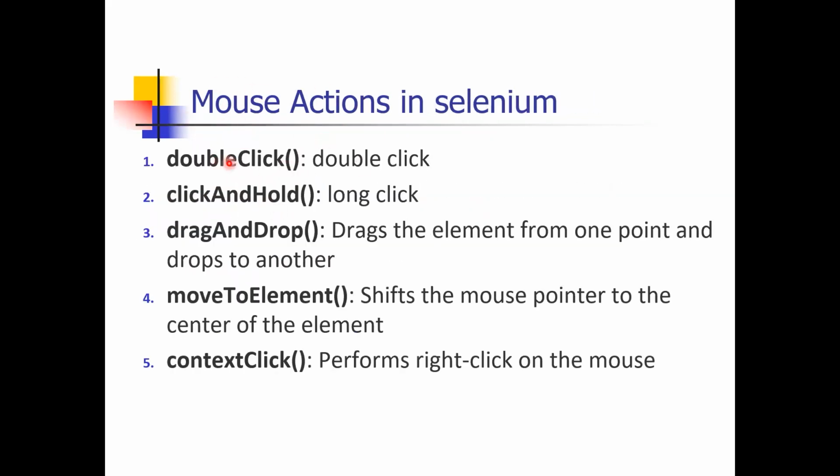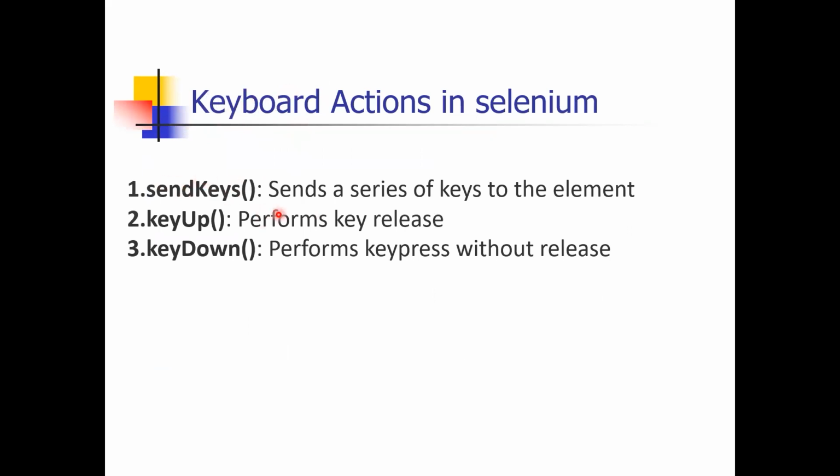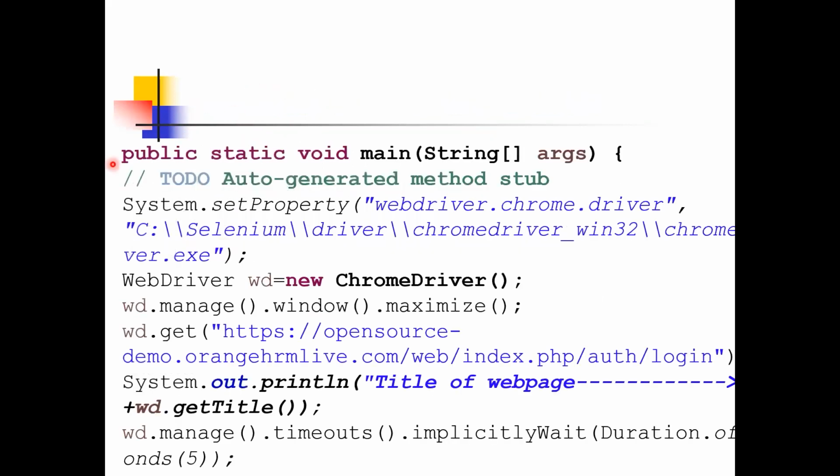Mouse actions like mouse hover, like on e-commerce sites such as Amazon, there is a men section, a women section, and so many other sections. When you hover the mouse, the menu changes. Such mouse actions are there. And for keyboard actions, you want to enter some data or release a key. Now, this is an example.